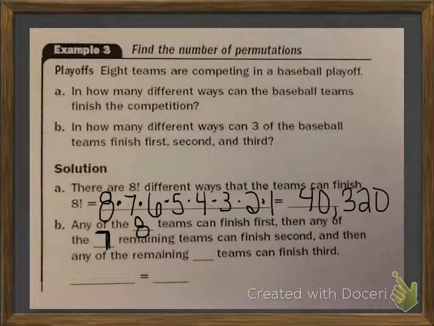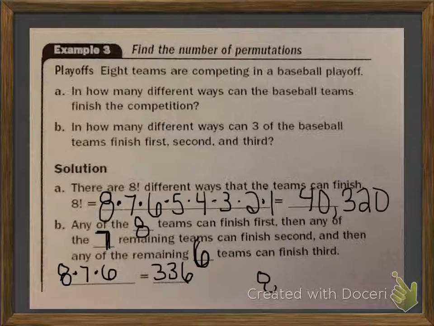After you have selected first and second, you only have 6 teams remaining that could finish third. So since we are working with permutations, we need to multiply those 3 numbers together. 8 times 7 times 6. When you do the multiplication, it would be 336. You could also figure this out by doing 8P3 on your calculator. Those are equivalent, these two things right here. Okay?